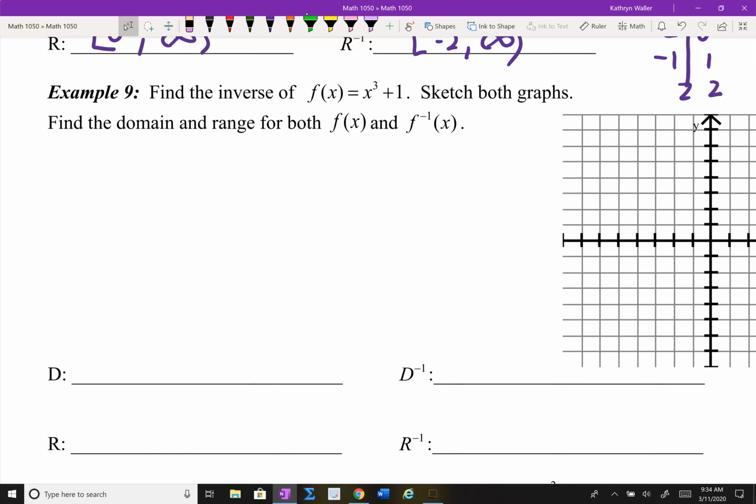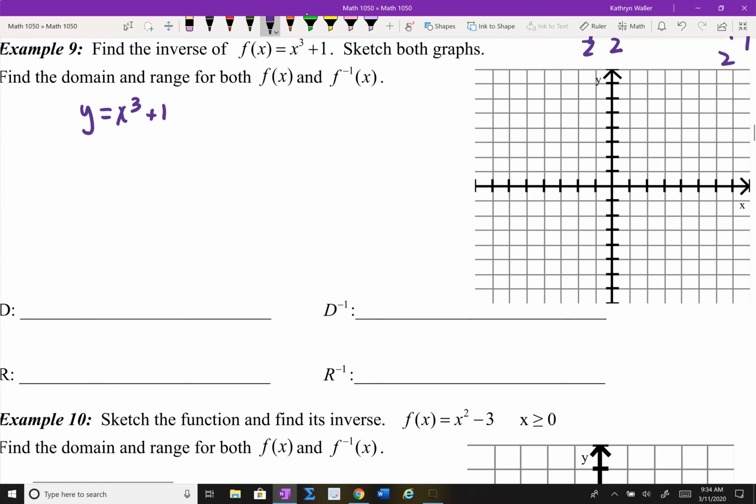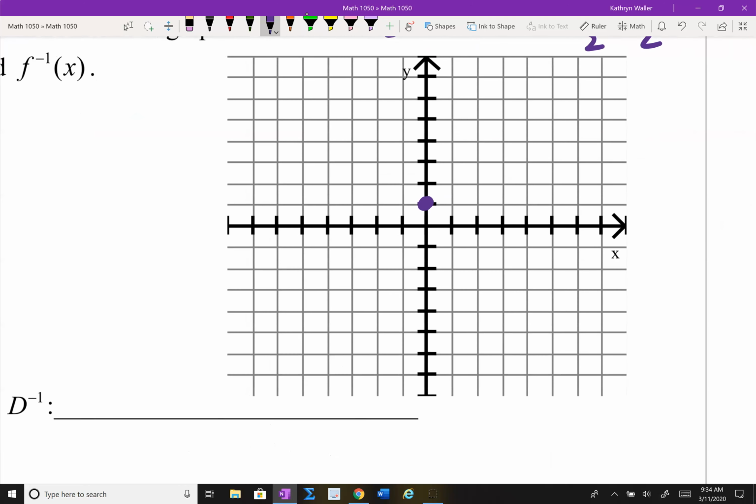Same exact type of problem. Okay, so everybody write down y equals x to the third plus 1. So that's a cubic shifted where, everybody? Shifted up 1. So it's right here. Now, that's the center of my cubic. Do you remember the stretch of a cubic? What do you do? 1, 1. And then you balance it, left 1, down 1.